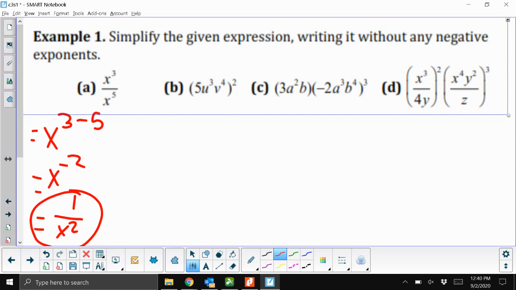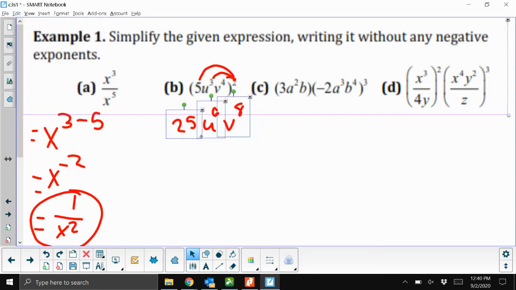All right, so let's take a look at B here. We got to distribute to everything. So we got a 5 squared, well, that's 25, u cubed to the second. So that means we got to multiply. So 3 times 2 is 6. That's a 6. And then we got v to the 4th squared. So 4 times 2 is 8. So v to the 8th. So 25, u to the 6th, v to the 8th. B, our answer.